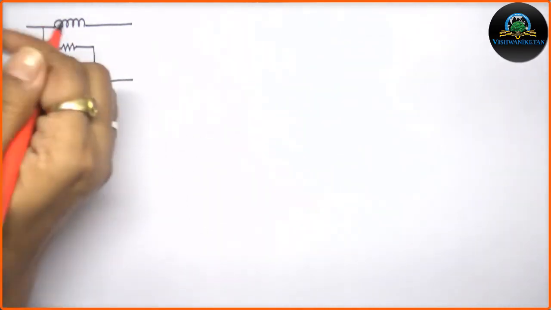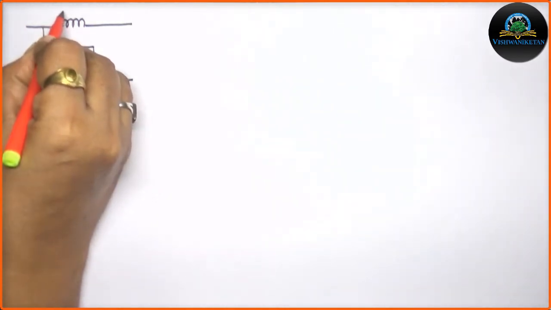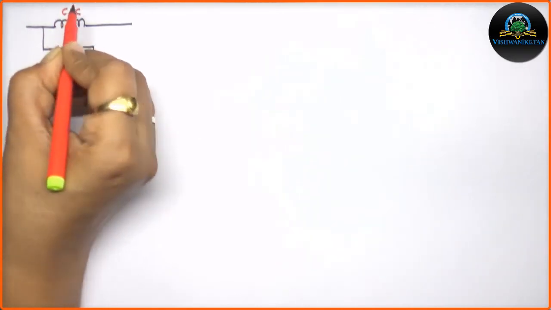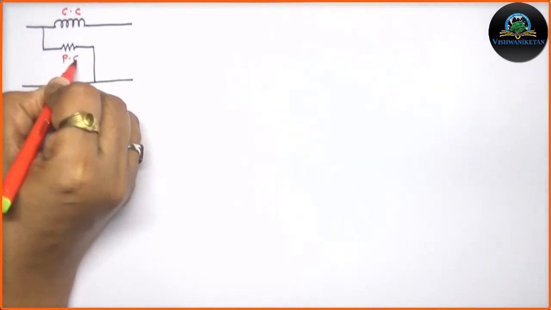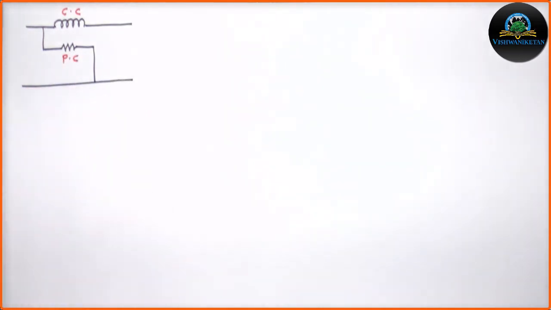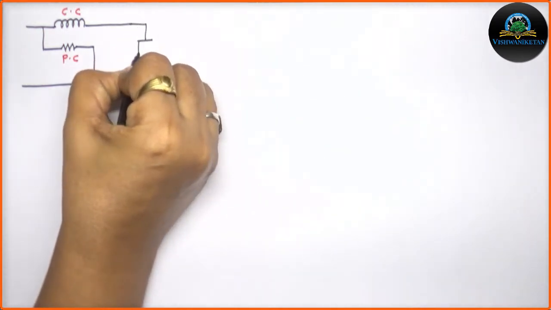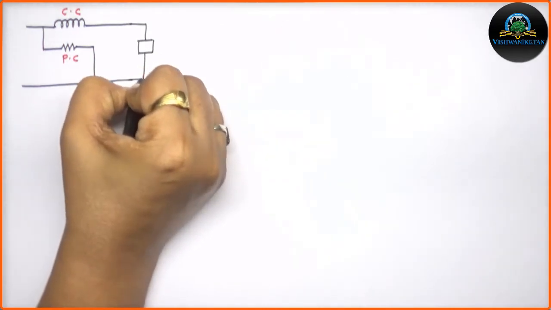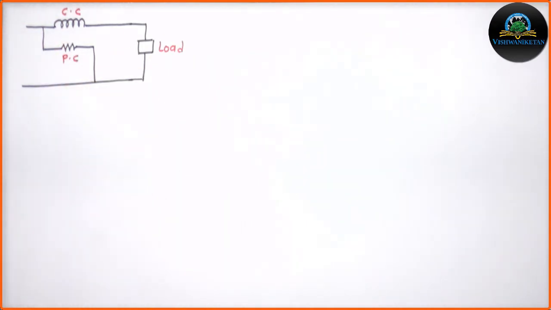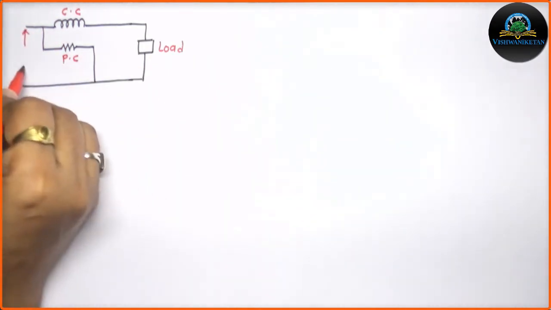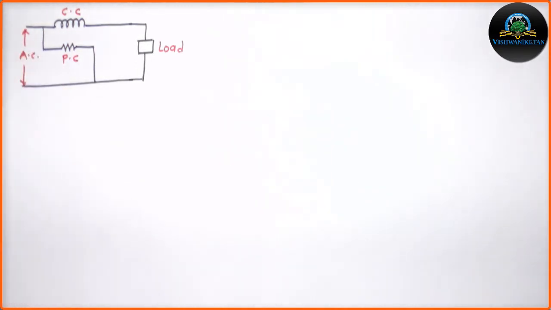So, the symbolic representation of the current coil is an inductor or coil type, so it is a current coil. And this is nothing but the pressure coil, which is quite similar to a resistance. Now, the current coil is connected in series with the load. So this will be the load, and the supply is given through this part. So this is nothing but the AC supply.